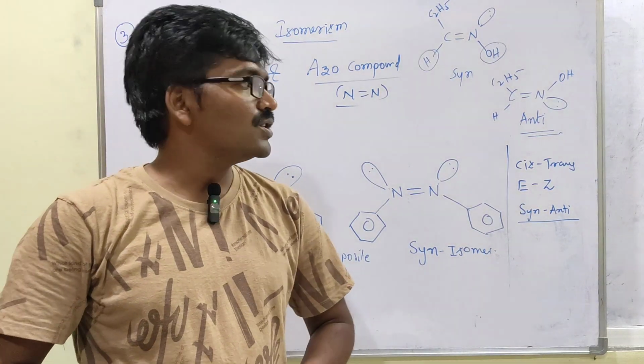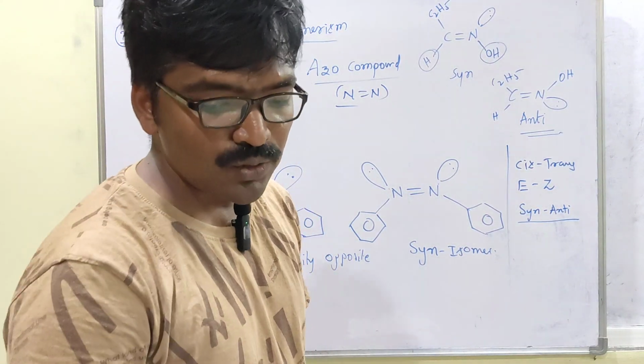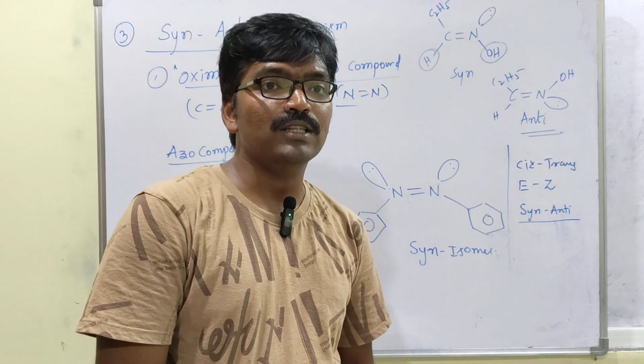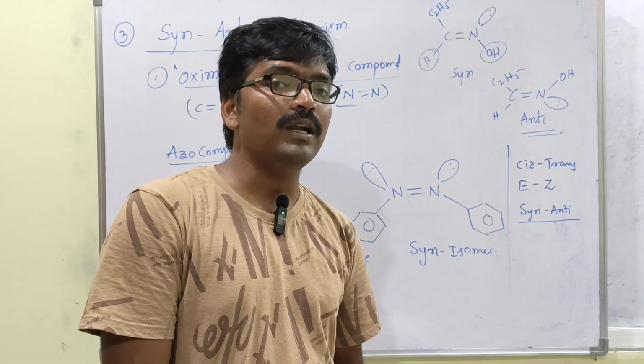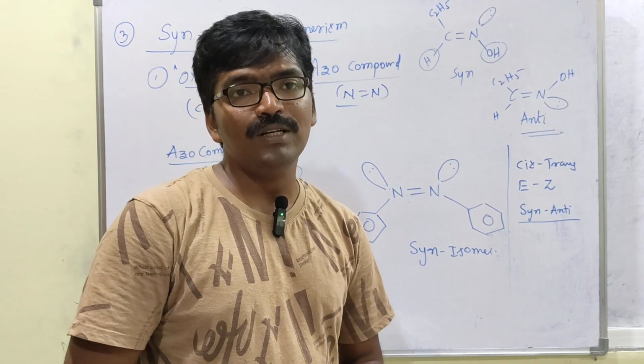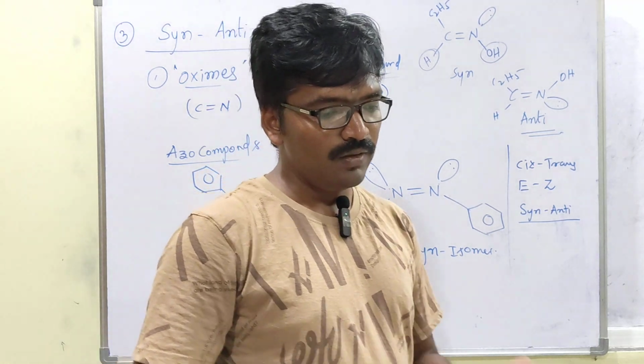So in the next chapter we'll discuss the same geometrical isomerism in cyclic compounds, how it can be exhibited, in spiro compounds, and according to the number of multiple bonds present in the given compound. How geometrical isomerism can be exhibited, that we'll discuss. Thank you. We'll go for the next video.